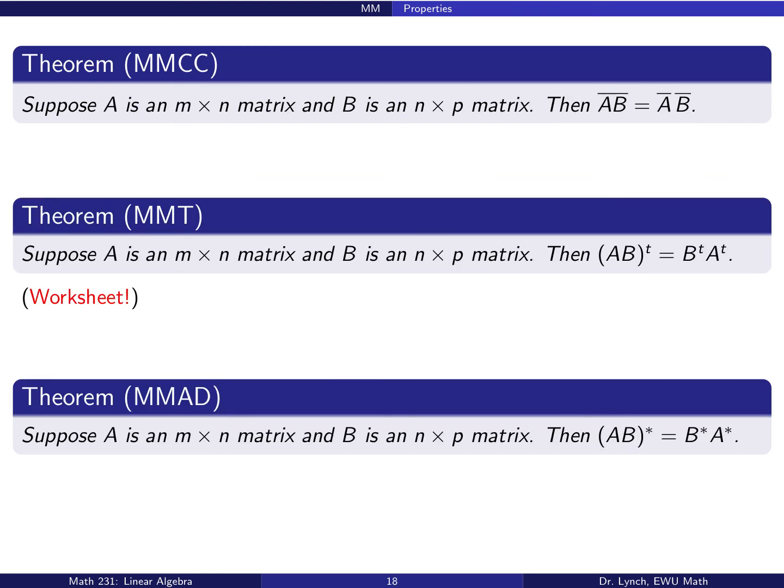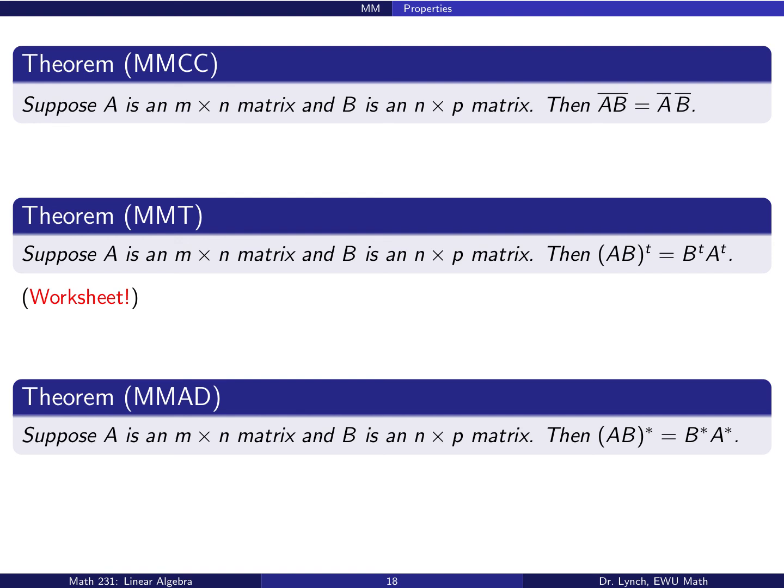Several other properties hold that are related to complex conjugation. So the first property says that the conjugate of the product is the product of the conjugates. The second property, which I'll have you prove on the worksheet, says that the transpose of a product is the product of the transposes in reverse order. This is a really important property. Maybe a little bit surprising that they go in the reverse order, but that's the way it works out. So I'll have you prove that in the worksheet.